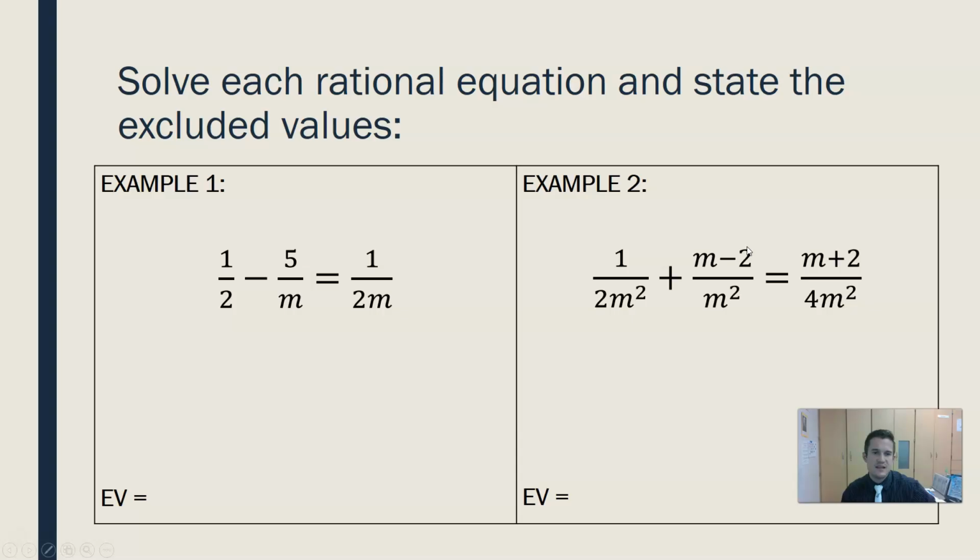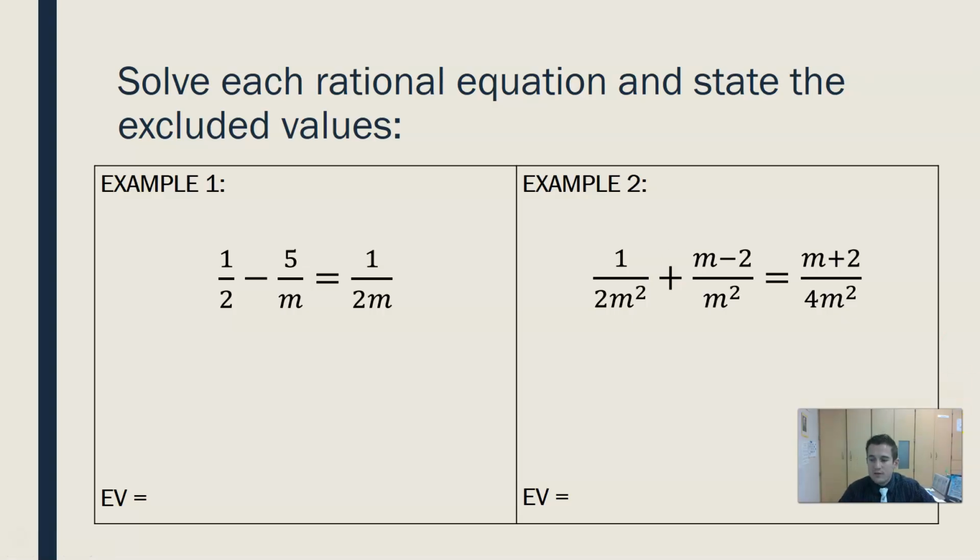This says solve each rational equation and state the excluded values. In all of these equations, you'll notice, for example, this one is 1/2 minus 5 over m equals 1 over 2m. This one says 1 over 2m squared plus m minus 2 over m squared equals m plus 2 over 4m squared.